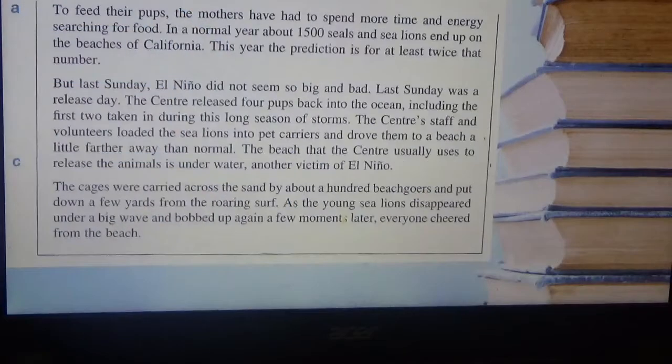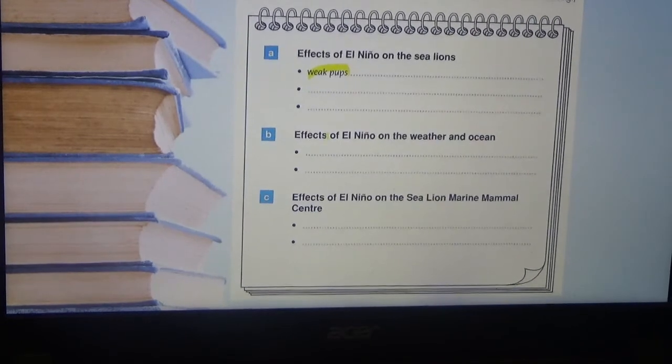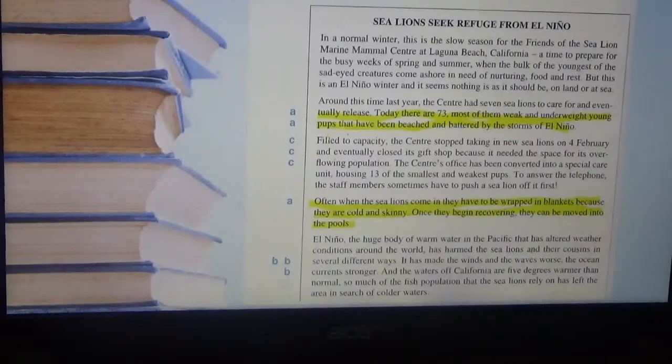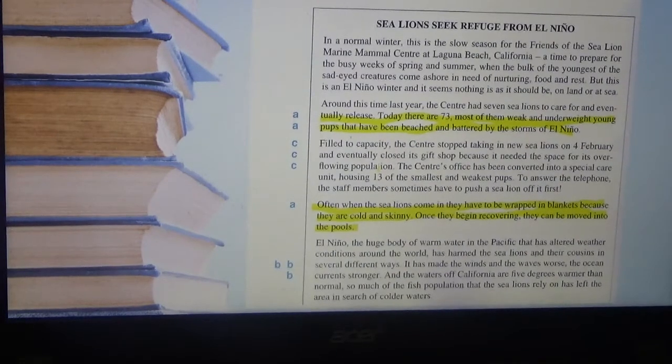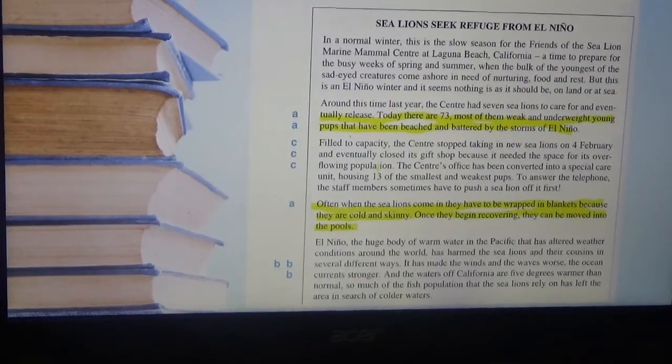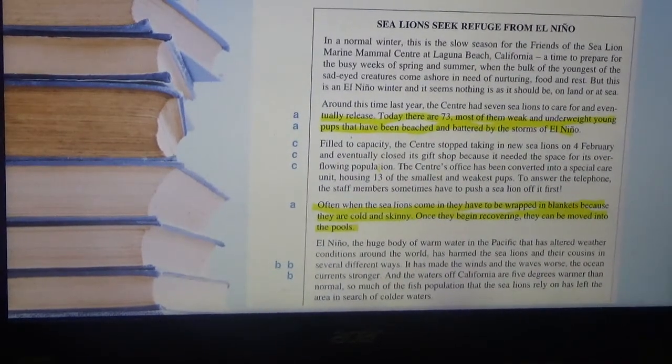Now here we have, as you see, the first topic, A. We're given here a clue. Weak pups. Let's see why the writer wrote weak pups. Let's go back. Okay, around this time last year, the center had 7 sea lions to care for and eventually release. Today, there are 73, most of them weak and underweight young pups that have been beached and battered by the storms of El Nino.